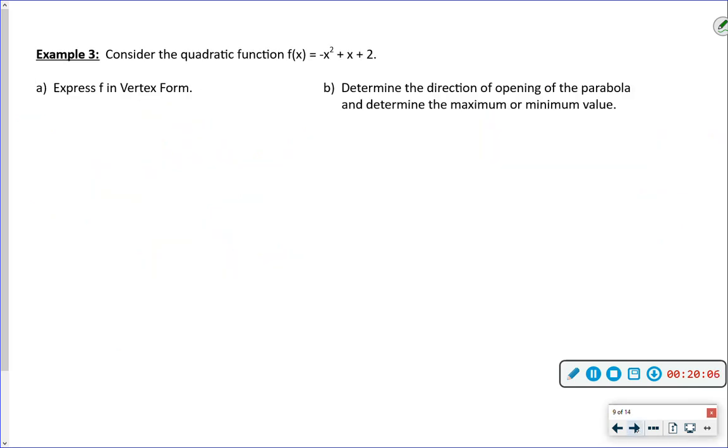All right, consider, more completing the square. Here we go. This is going to be a good one. I like this one. Consider the quadratic function, express in vertex form, determine the opening, determine max or min. That part will be easy. Let's get it in vertex form. I'm going to subtract 2 over.